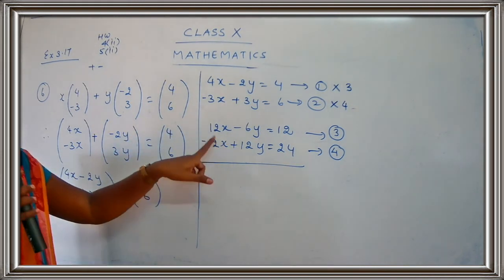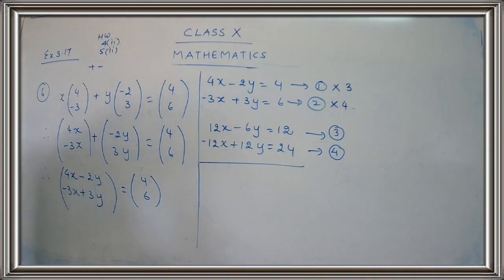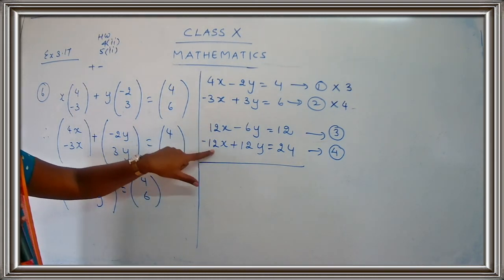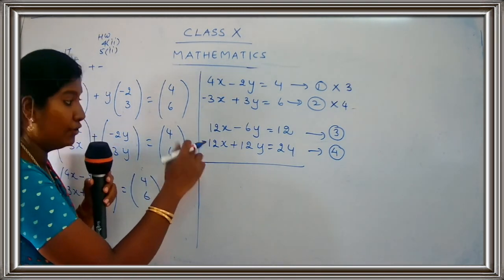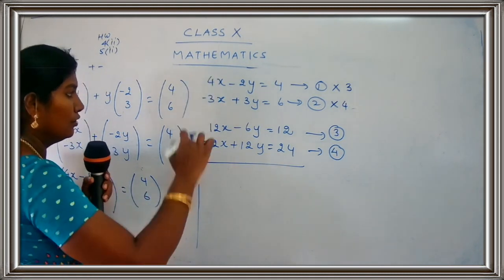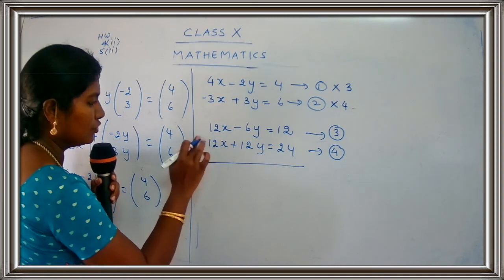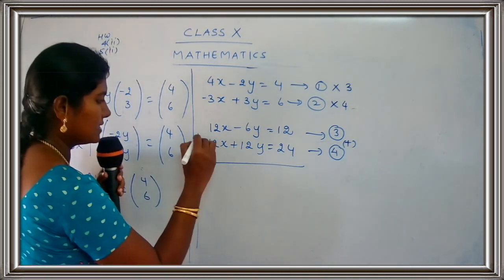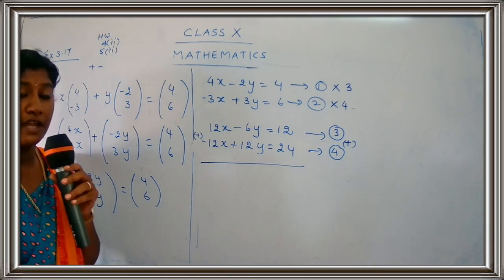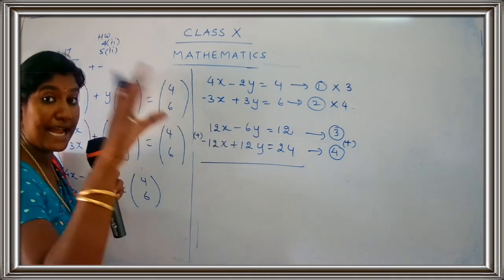So we got two equations: 12x minus 6y is equal to 12, and minus 12x plus 12y is equal to 24. Now see here, children, they are the same numbers but with a different sign. When you have the same number with a different sign, you can just do the addition. What are you going to do? You are going to do addition. So put a plus sign here. We are going to add equations 3 and 4. When you are doing the addition, you are not going to change the sign. You have to keep the sign as it is.